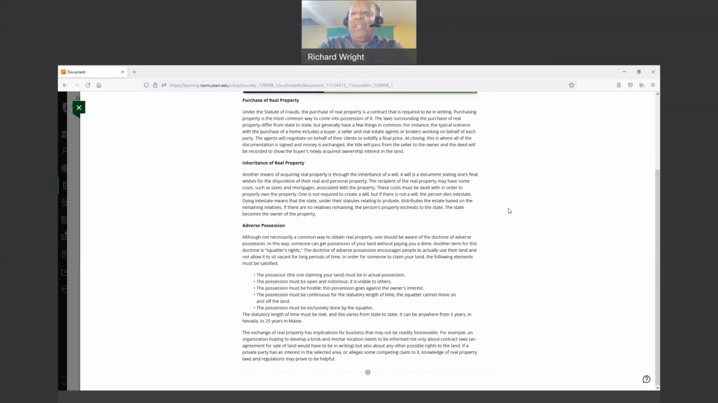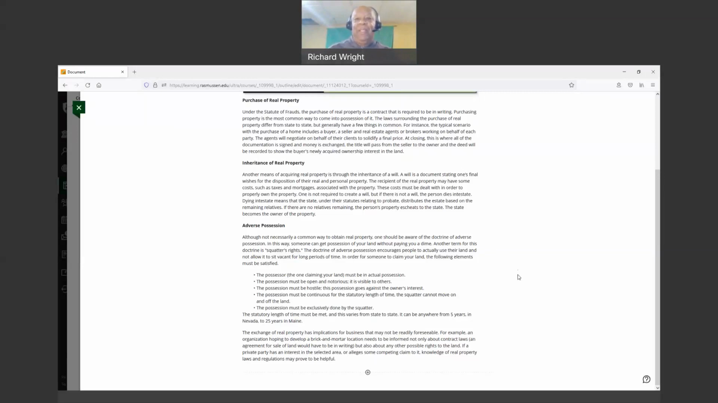So in order for someone to claim the land, the following elements must be satisfied. The person who possesses it must be in actual possession. The possession must be open, as I said, and notorious and visible to others. That's what it means. So there's that open and notorious. It must be hostile, which means it goes against the interests of the owners. And then the possession must be continuous for whatever the statutory period is. It must be exclusively done by that squatter. To summarize it: continuous, open, notorious, and exclusive. Hostile's not in the acronym, but the whole thing about adverse possession is that it goes against the owner's interest.